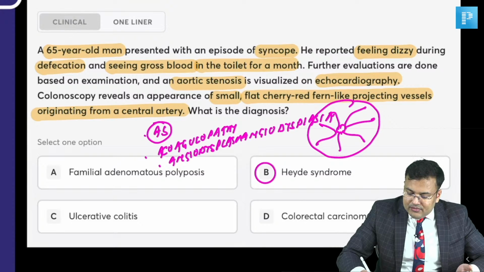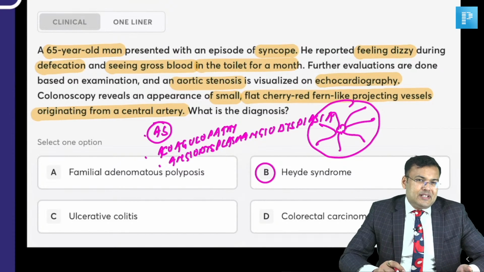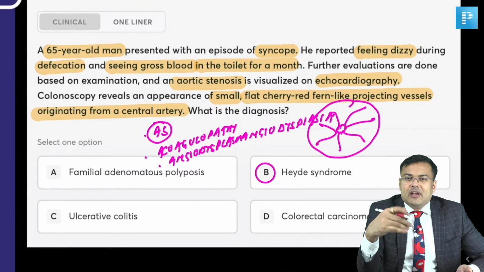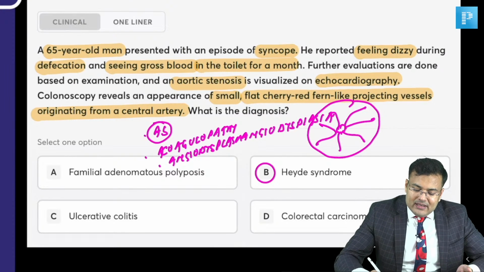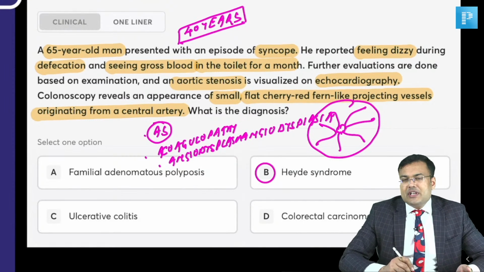Heyde syndrome. Let's rule out. Why not FAP? FAP, what is the presentation in FAP? There is more than 100 adenomatous polyps. And by what age majority of patients are going to develop malignancy? All patients develop malignancy by 40 years. So majority of patients who are coming to us with FAP, they are around 40.